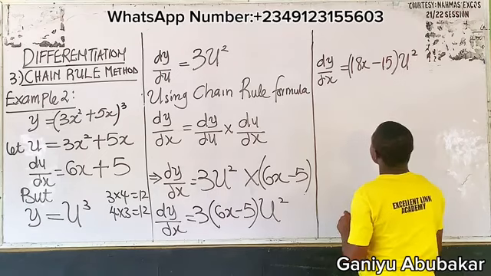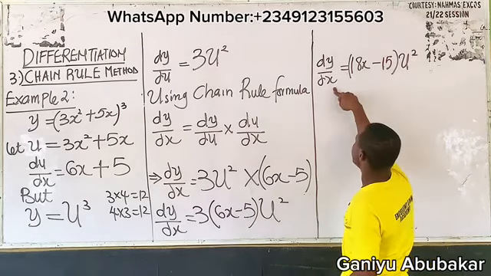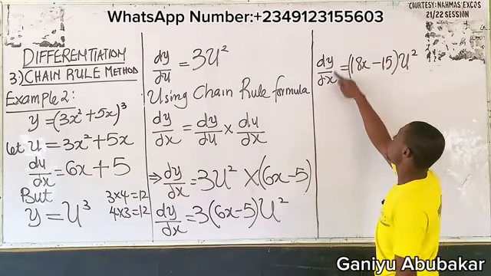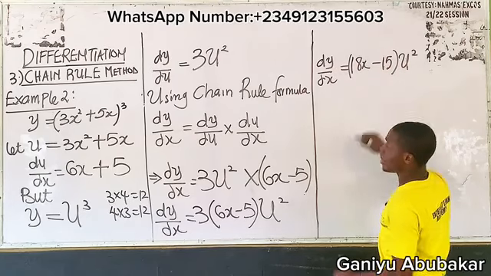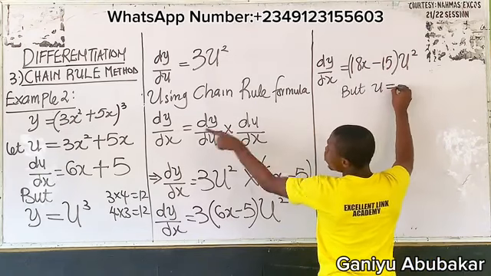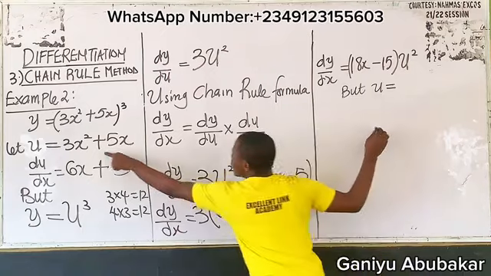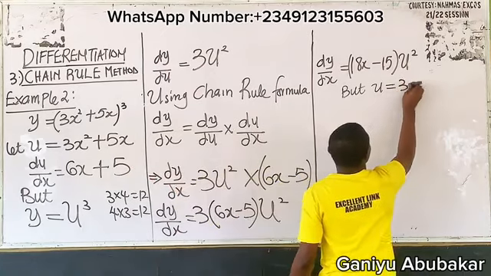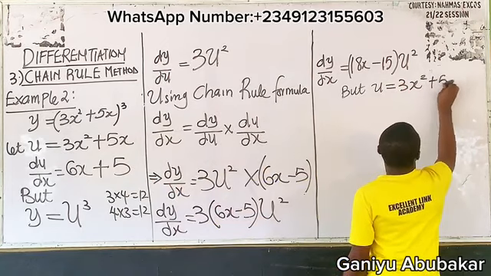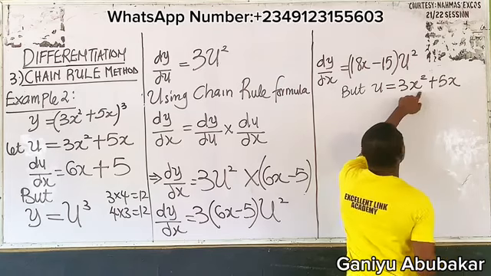u squared. I'm having dy/dx, not dy/du. If it was dy/du, I could leave u here. But I want dy/dx, so this u must go back to x. You now say, but what is u? u is what from the question? u is this one here, 3x squared plus 5x as u. So put u here.